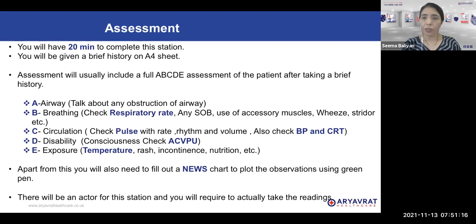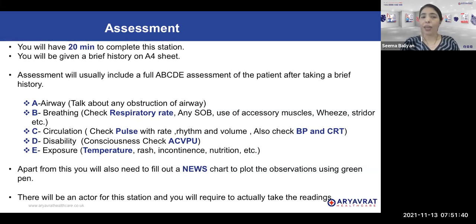Now, going into further detail of the assessment, normally you will be given 20 minutes to complete the station. You will be given a brief history on the A4 sheet. And for the assessment, you will have to go through the brief history as well as do the vital examination of the patient. And the vital examination is going to include an ABCDE assessment.